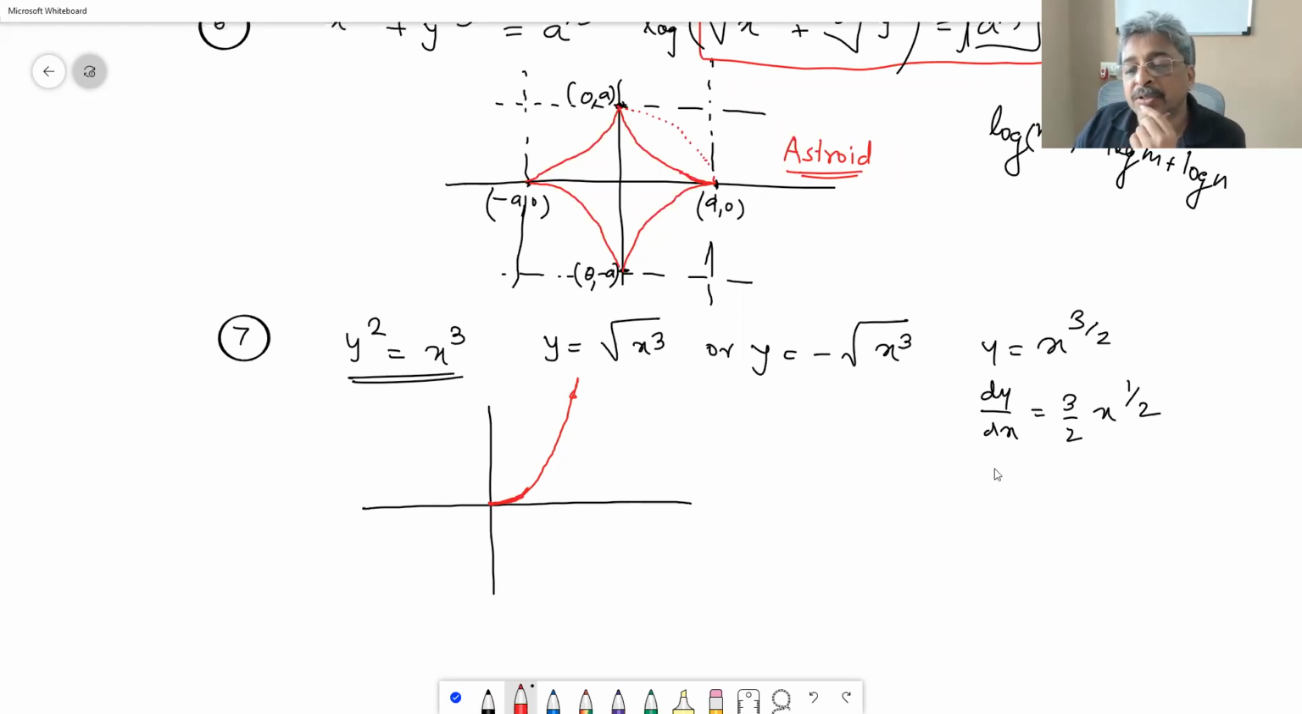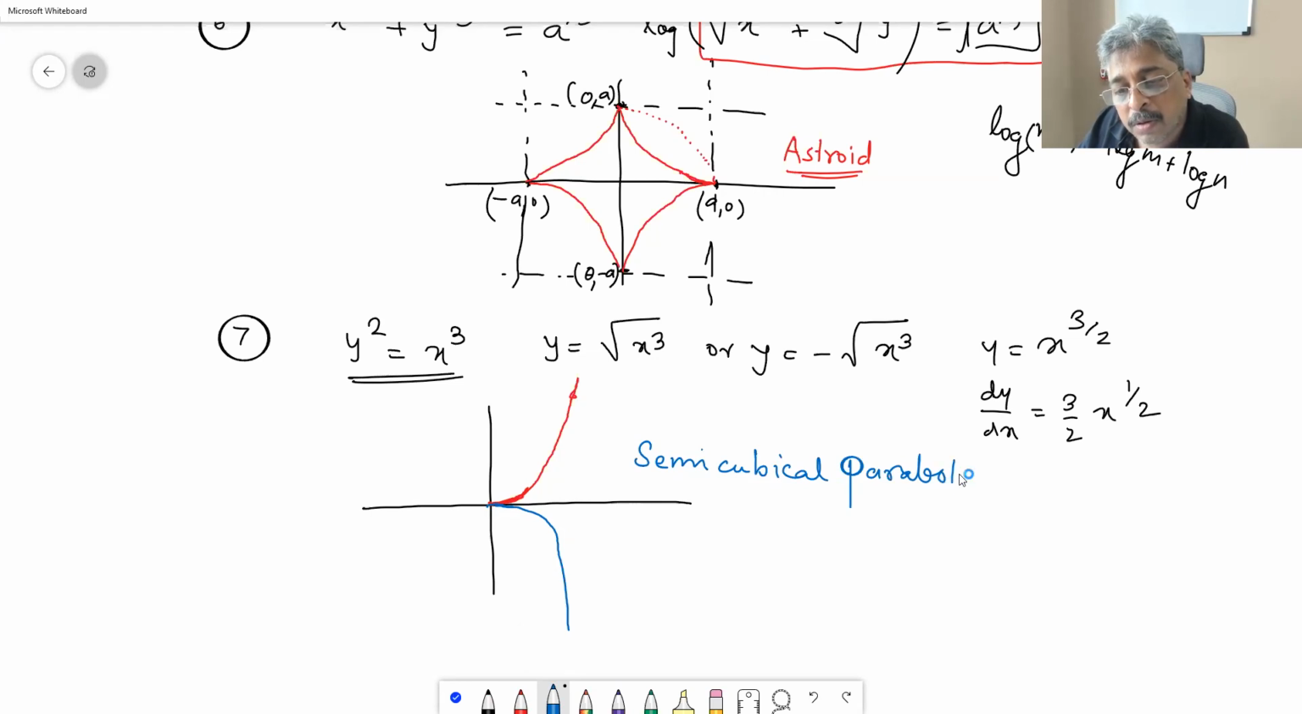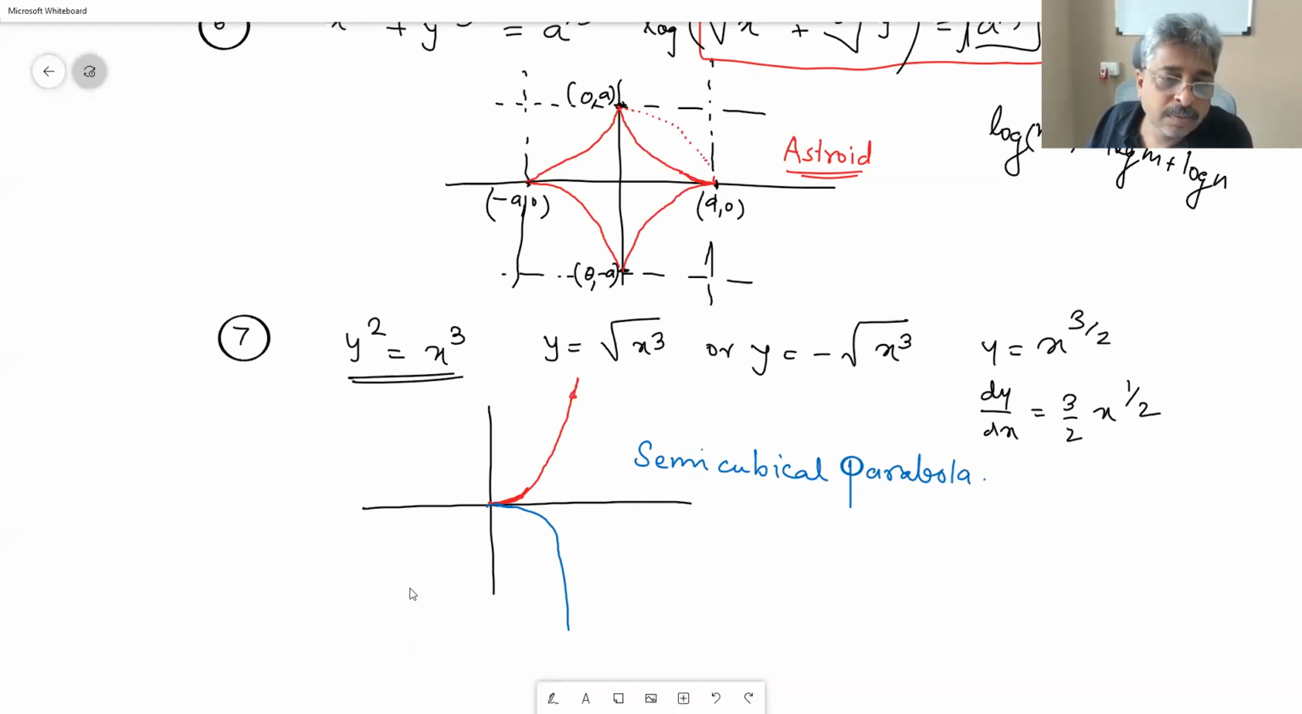Why? The second derivative is not going to give you any value of x where the second derivative is going to be 0. Is that right? Because this x will get into the denominator. So this is one arm, and the reflection of that in the x-axis is going to be another arm. Wherever it is positive, you make it negative. Semi-cubical parabola. Okay, good.